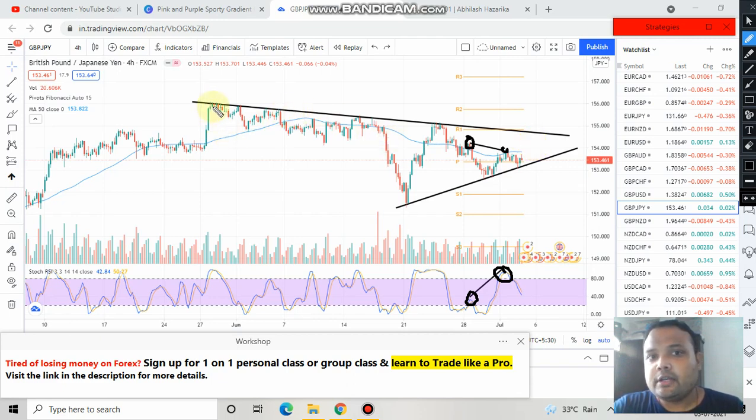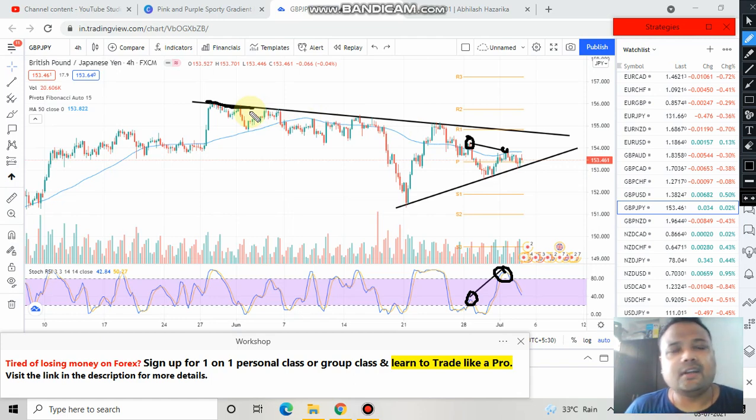But if we join this resistance level on the upside and this level on the downside, then we can see that the market has formed a symmetrical triangle pattern. Generally, I do not talk much about chart patterns or triangle patterns, but here, when Pound Yen was not giving us any clear picture, I drew these lines, and when I connected these dots, I found that Pound Yen is following a symmetrical triangle pattern.